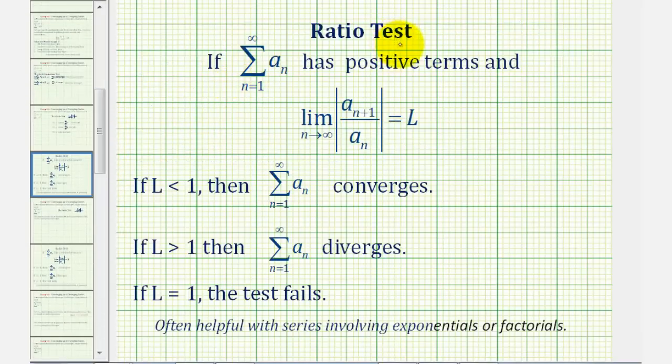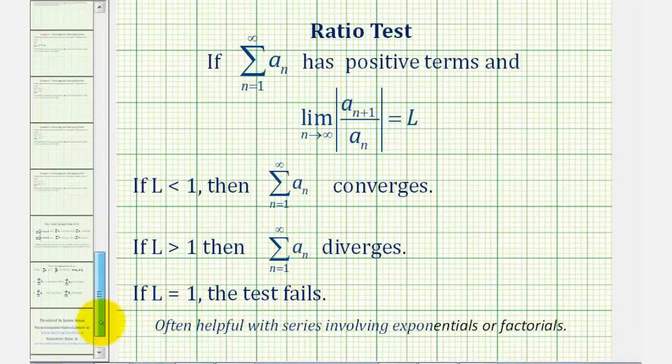The ratio test states that if the sum of a sub n has positive terms and the limit as n approaches infinity of the absolute value of a sub n plus 1 divided by a sub n equals L, if L is less than 1, then the sum of a sub n converges. If L is greater than 1, then the sum of a sub n diverges. And if L equals 1, the ratio test fails.